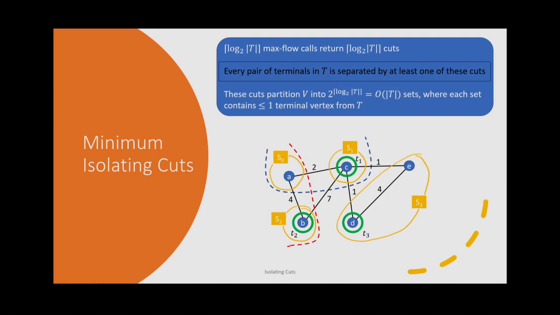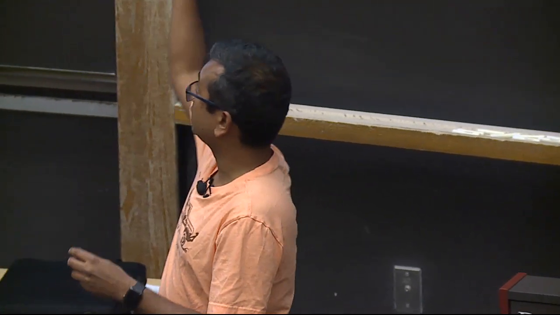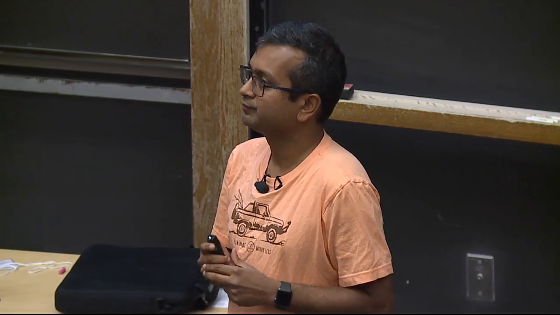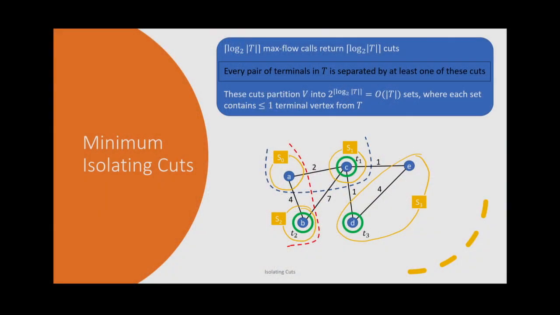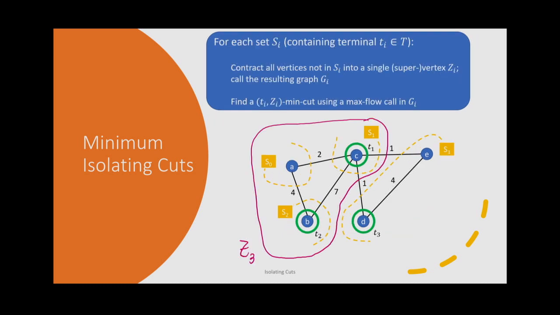The next phase of my algorithm is iterative. So now I'll take each of these yellow groups and do something with them. Yes, and I will iterate over all the groups. So let's see what we are going to do with this group S3. Well, we take this group S3 and contract away everything else in the graph. So all the other groups get contracted into a single vertex. I call that Z3.